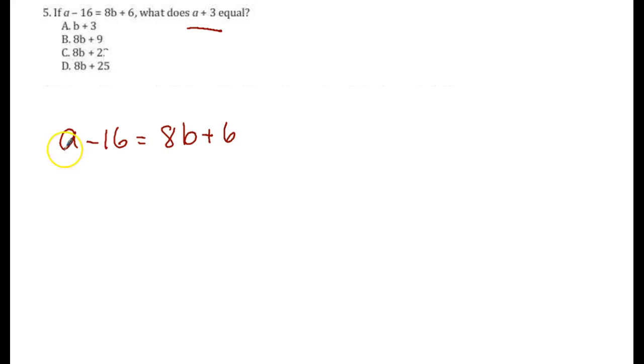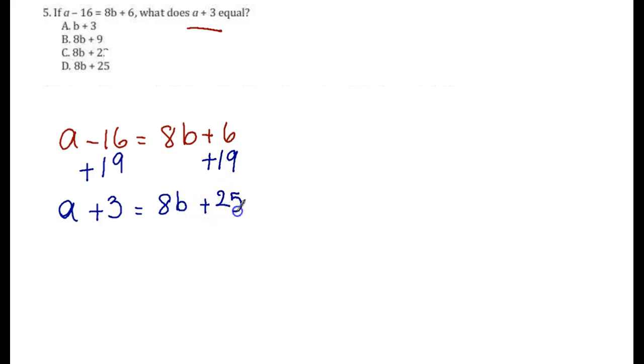So if I look here, I say, okay, it's A minus 16. And I need a plus 3. So if I add 19 to this side, what you do to the left, you have to do to the right. So now, A minus 16 plus 19, that's going to give me A plus 3 equals 8B plus 25. So the answer is D.